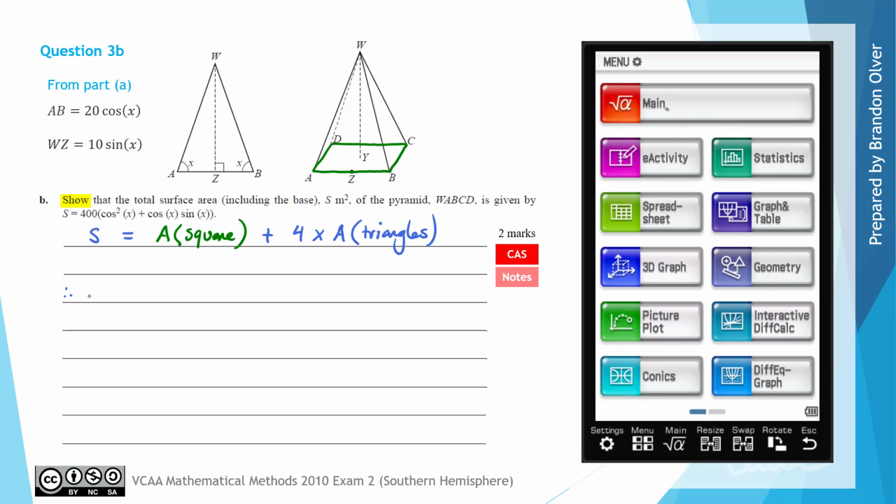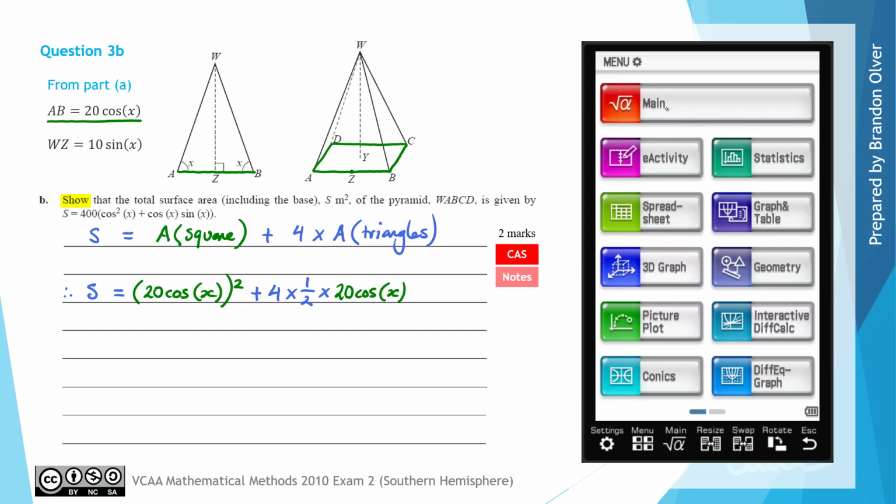So therefore S is going to equal, and the area of the square is just AB squared, and from part A we knew that AB was 20 cos of x, so we can just have (20 cos of x) squared, and just be really careful with the placement of brackets to make sure you're squaring all of that. And then we still need to add on to that 4 times the area of the triangle, which is 4 times 1/2 times the base length, which we knew was AB, so that's 20 cos of x.